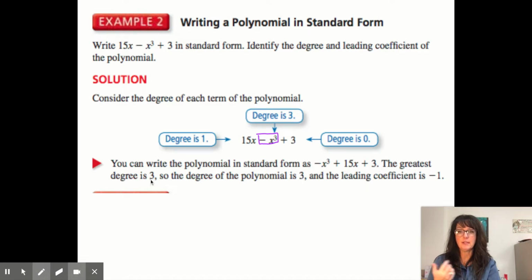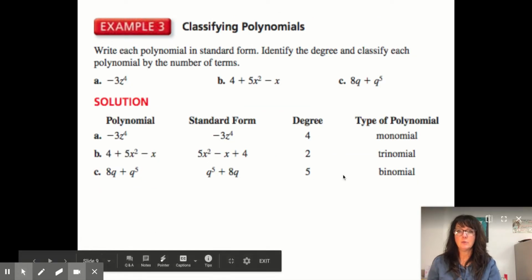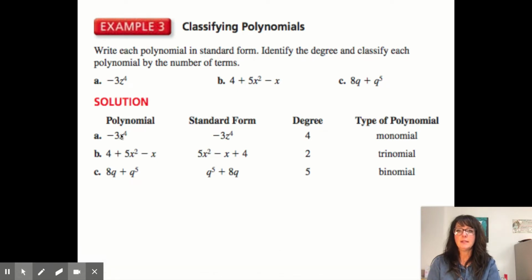The greatest degree is 3, so the degree of the polynomial is 3. The leading coefficient is -1. And to classify it, because there's 1, 2, 3 terms, we would call that a trinomial. Okay. So that's what we're going to do, classifying them. So for A, to put it in standard form, well, it's already written in standard form. It's a monomial. There's no other terms to rearrange or put in descending order. The degree is 4. The type is monomial.